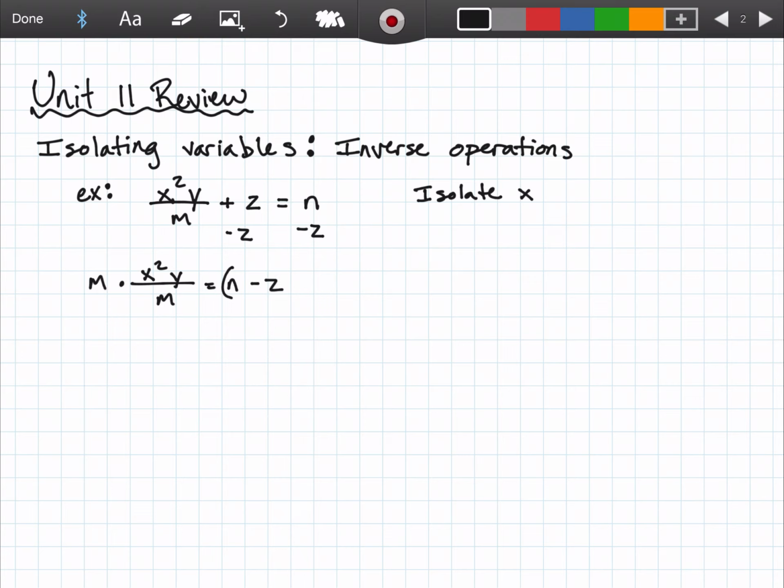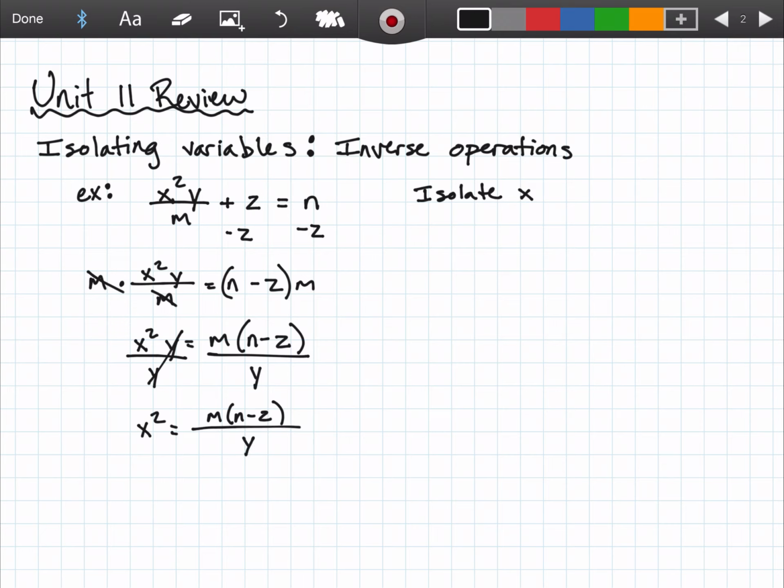Now we're going to multiply both sides by m. So those will cancel. We get x squared y equals m times n minus z. And I'm just going to leave it like that. Going to divide by y. And now we're going to square root.